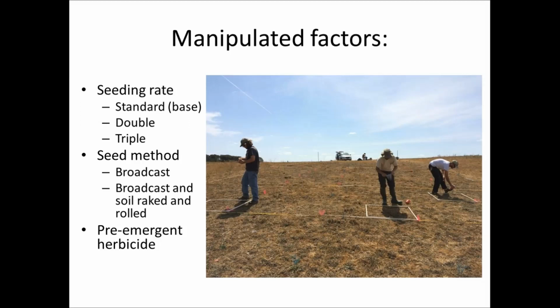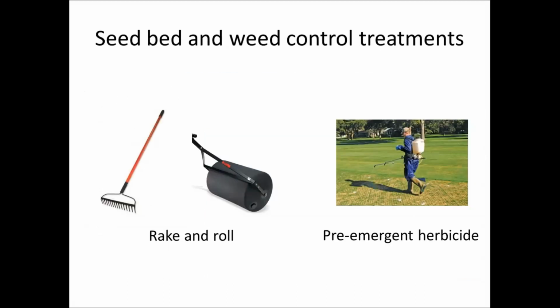And so we'll learn quite a lot from that about what species are sensitive, as well as how timing of the pre-emergent herbicide can be used to leverage its deterioration and improve seedling establishment of the species we want and reduce the weeds we don't want. So our seed bed and weed control treatments are raking and rolling, and also the pre-emergent herbicide will be applied generally with a backpack sprayer and a boom to control the rate.